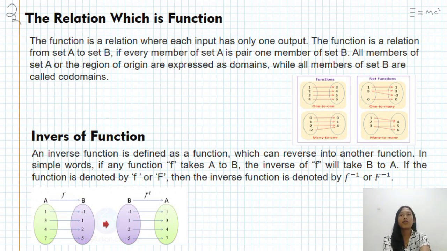Next, we have the inverse of a function. An inverse function is defined as a function which can reverse into another function. In simple words, if any function f takes a to b, the inverse of f will take b to a. If the function is denoted by f or capital F, then the inverse function is denoted by f to the power of negative 1. You can see the illustration on the screen.